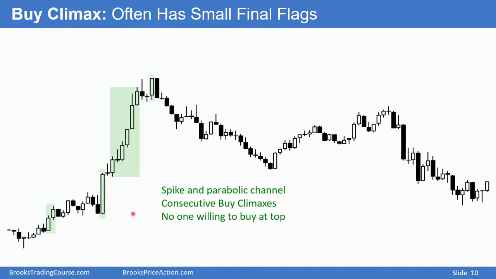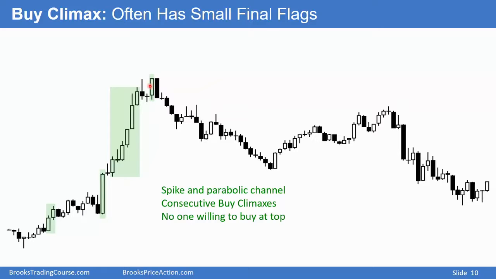Spike and channel bull trend. So spike, pullback, parabolic channel. You can call it a parabolic wedge if you want. First push up here, pullback. Second push here, pullback. Maybe third push here, pullback. Another pullback, breakout, pullback, breakout, pullback, breakout, pullback. On a smaller time frame chart, this tail, first push up, second push up, third push up.